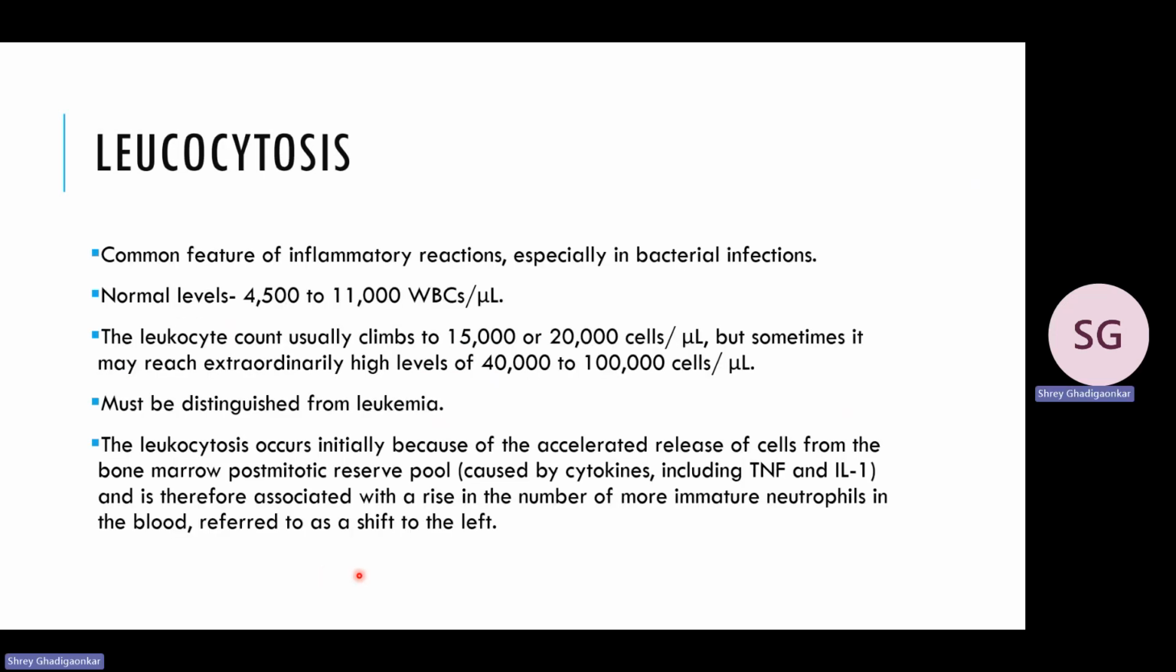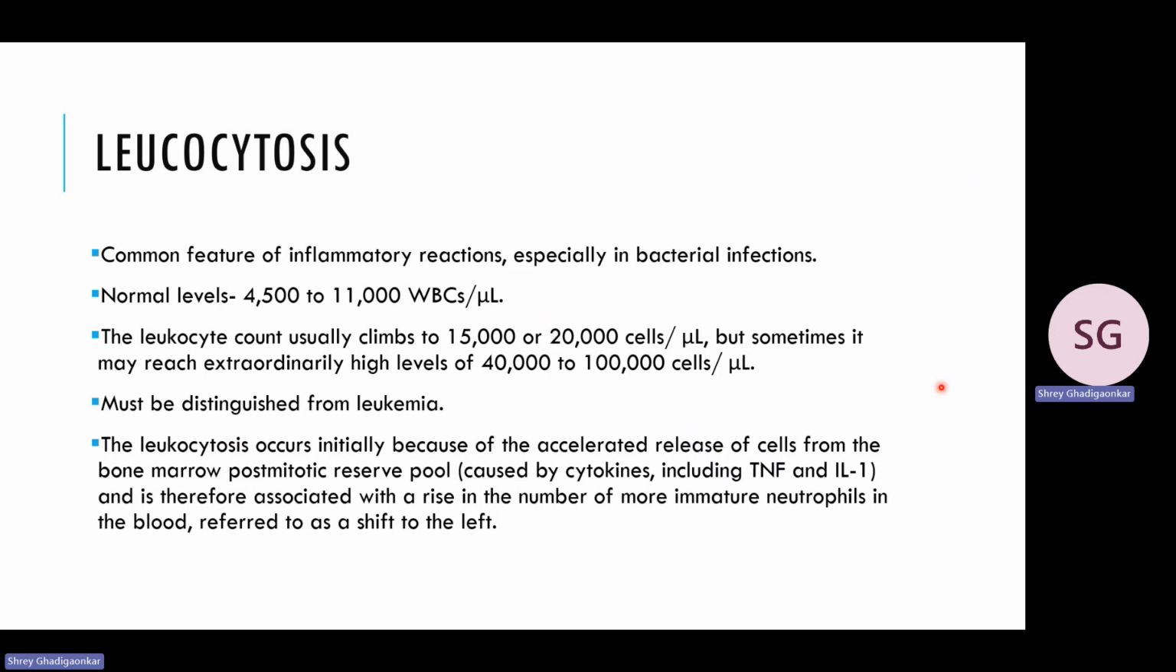So the next thing you need to mention is leukocytosis. This is one of the most common features of inflammatory reaction, especially bacterial infections. And the normal levels are given here. It may be 15,000 to 20,000 cells per microliter, but sometimes it may reach extraordinarily high levels of 40,000 to even 100,000 cells per microliter. Therefore, this must be distinguished from leukemia. In leukemia, you usually have additional features that can help in differentiating it from leukemoid reactions. So leukocytosis is also known as a leukemoid reaction or leukemia-like reaction.